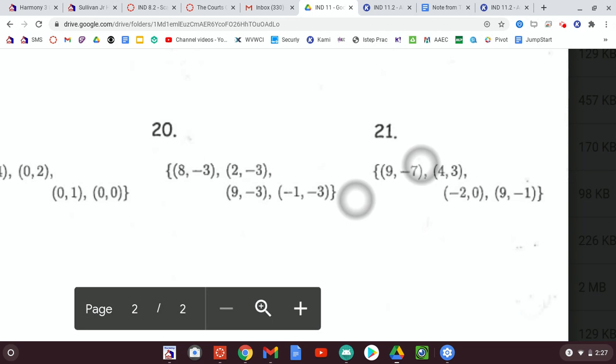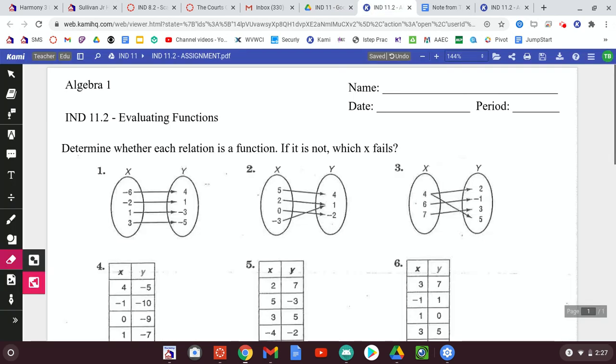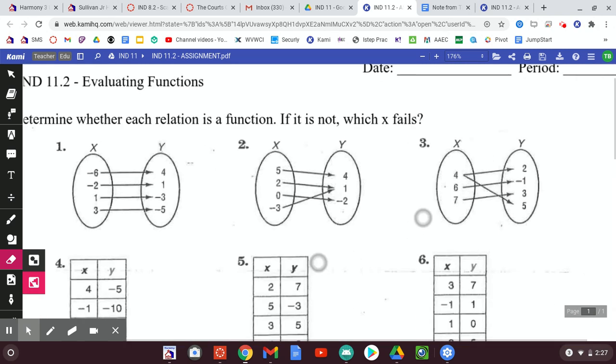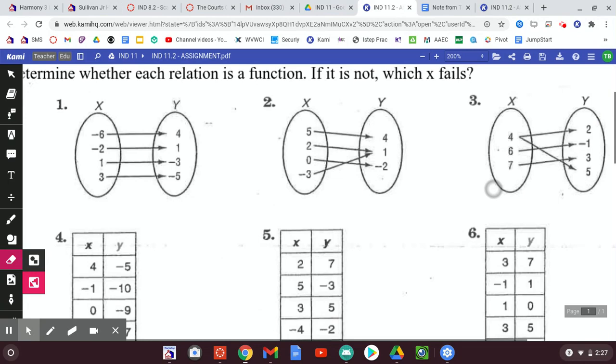All right. Next, we're going to look at 11.2. And this one the first half will be fast, but the bottom half we're going to go slower through. All right. Thank you, Will. All right, number 1.